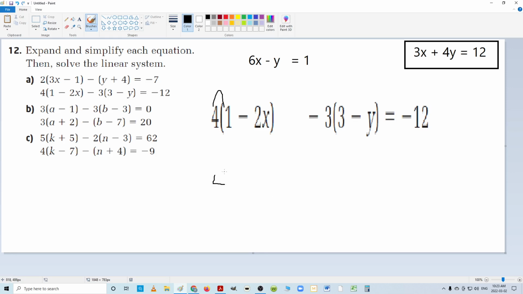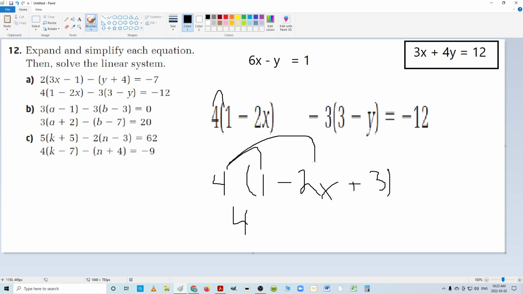It is also possible to distribute more than just 2 things. So if I had minus 2x plus 3, I still treat this the same way. The 4 is going to multiply the plus 1, 4. The plus 4 is going to multiply the minus 2x, minus 8x. And the plus 4 is going to multiply the 3, plus 12.